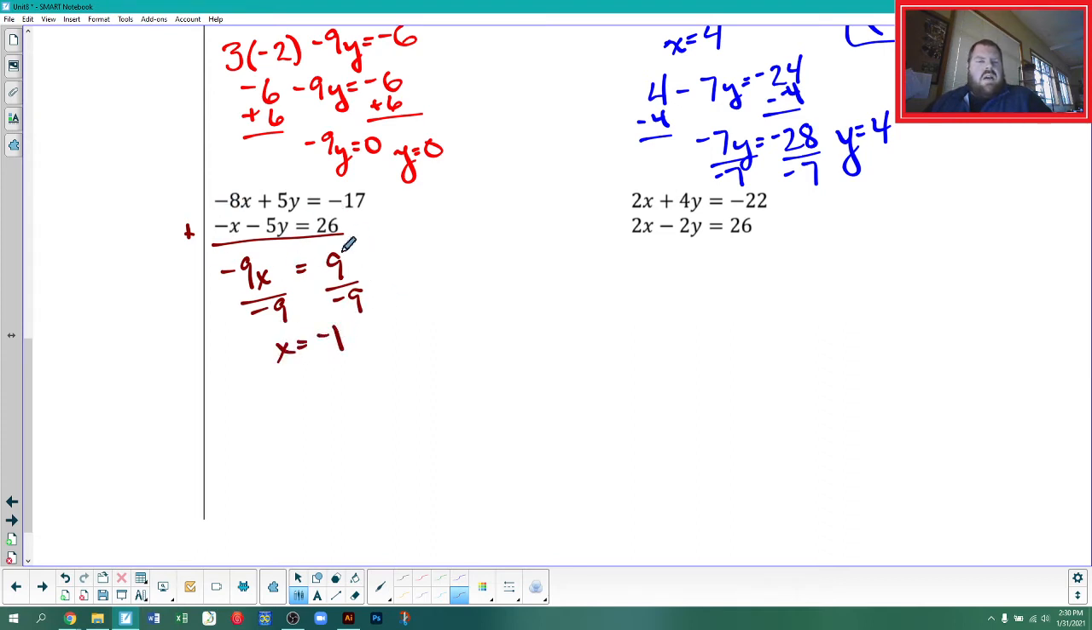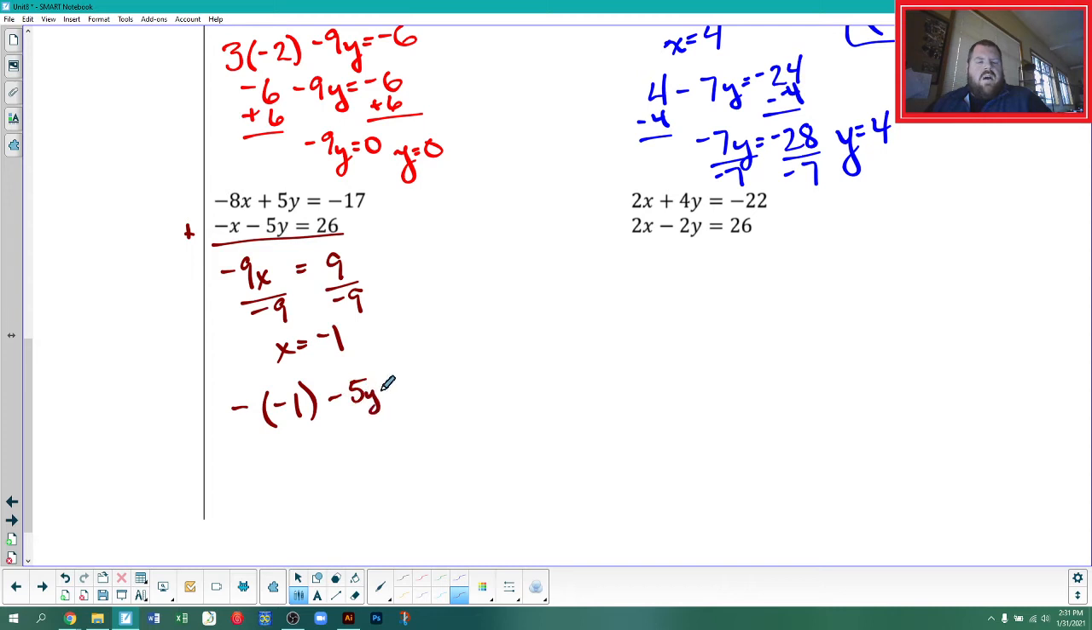Now we can use that in either equation. I'm going to pick the bottom one. Numbers are a little bit smaller, and something kind of cool happens with my plugging in my negative 1. That's going to turn into a positive 1.